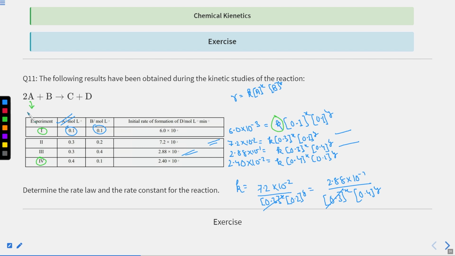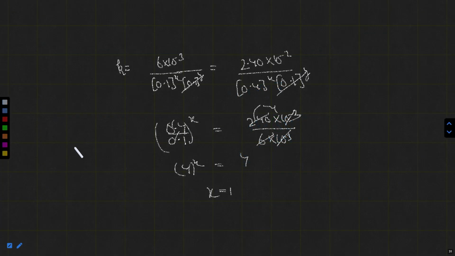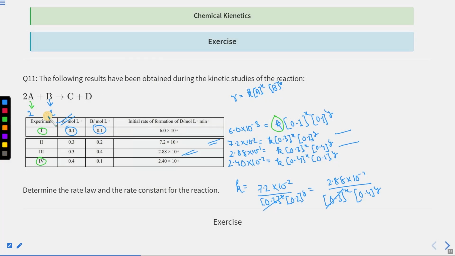So which means that with respect to a, it is second order, and with respect to b, it is first order. Sorry, opposite of that. So with respect to a, it is first order, basically we have seen it right now, and with respect to b, it is second order.